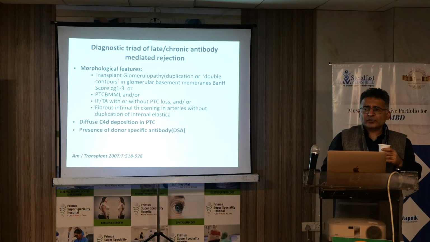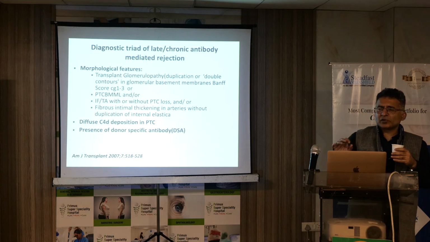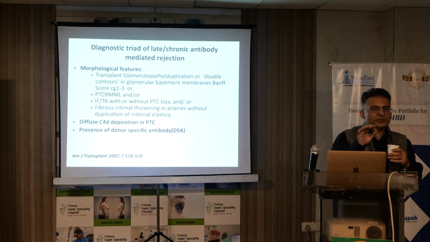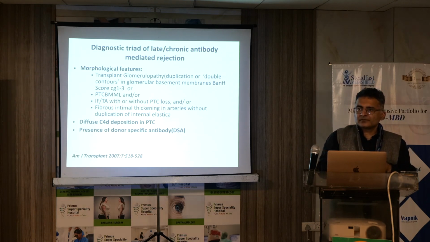So there is a diagnostic triad for chronic antibody-mediated rejection, transplant glomerulopathy. Tell me one thing: when you use this terminology, transplant glomerulopathy, what does it mean? When somebody gives the diagnosis of transplant glomerulopathy, what do you think? Is it chronic AMR? It could be chronic or chronic active. Both can be.